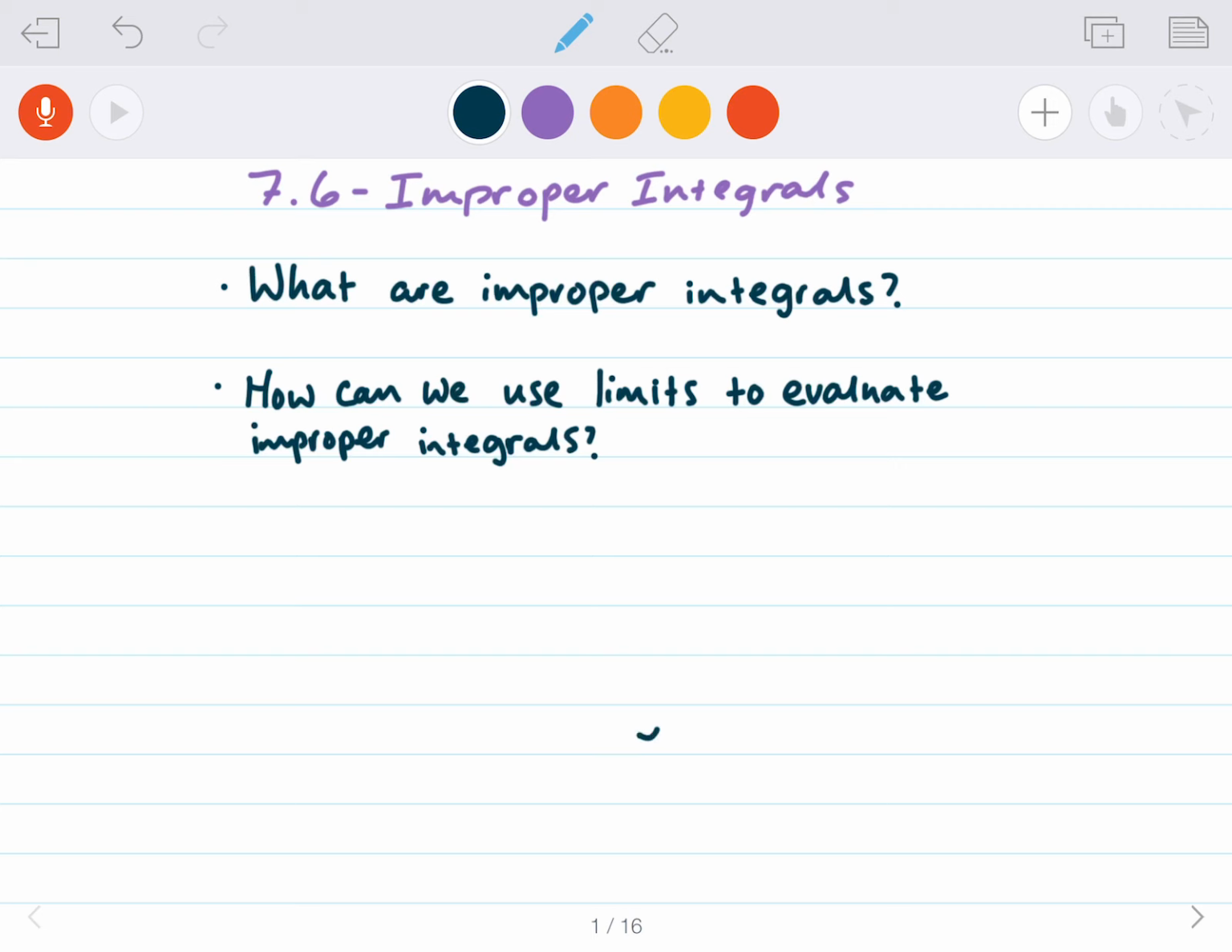We're used to seeing stuff like this. So we have these bounds from 0 to 1, and maybe we're integrating some simple function. And all this is telling us is find the area under the curve x squared from x equals 0 to x equals 1. And we've dealt with these kinds of integrals before, so these are proper integrals.